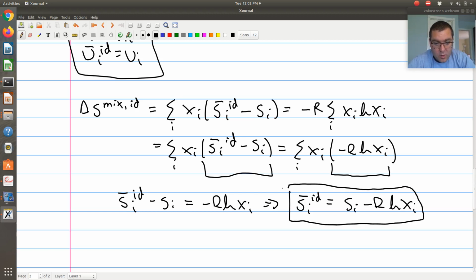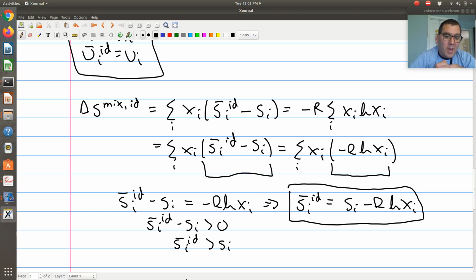Now this is cool, right? Why I say it's cool is we said xi is always going to be less than 1, so log xi will always be negative, so this term is going to be positive. So it must be that S bar i ideal minus Si is greater than 0. Therefore, S bar i ideal is greater than Si. So the partial molar entropy of component i in my ideal mixture is greater than the pure component entropy at the same T and P.